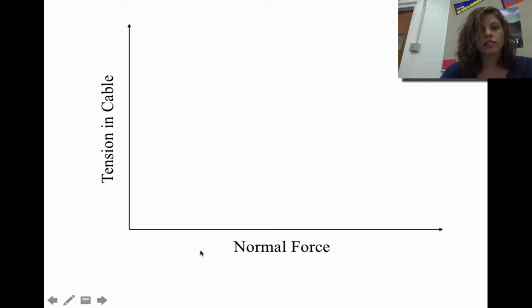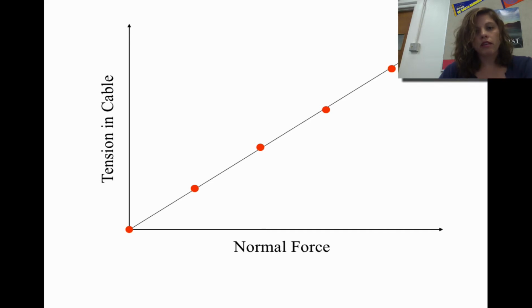If we do this several different times with different pushing and pulling on the crate to change the normal force on the crate, we will get a graph similar to this. And of course, if we draw our best fit line through these points, which in our imaginary world, our points are perfect, our tension is going to be equal to our friction because we're moving at a constant velocity.